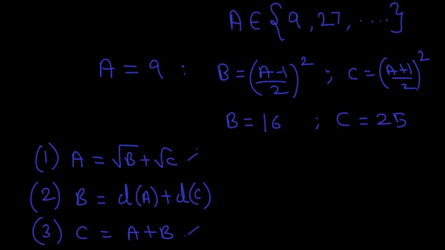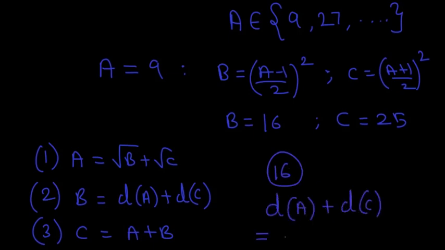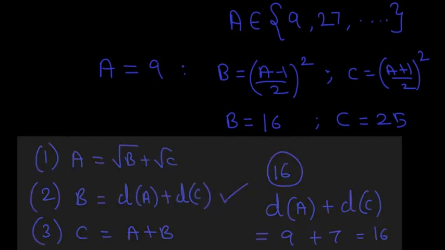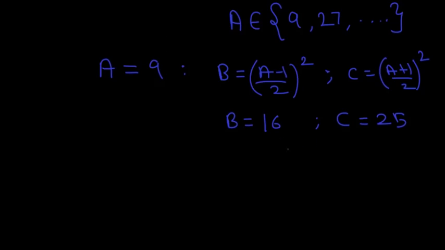The only thing we need to check is the second equation. For the second equation, the left hand side is b, which is 16. On the right hand side we have d of a plus d of c. d of a is d of 9, which is 9. d of c is d of 25, 2 plus 5 is 7, so 16. So the second equation also holds. Therefore, this is indeed the solution: a is equal to 9, b is equal to 16, and c is equal to 25 is the solution. And this is the only such solution. There are no other solutions possible.